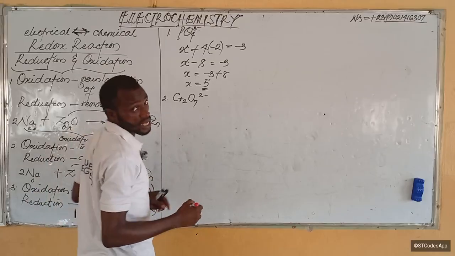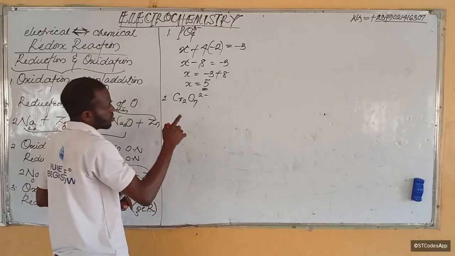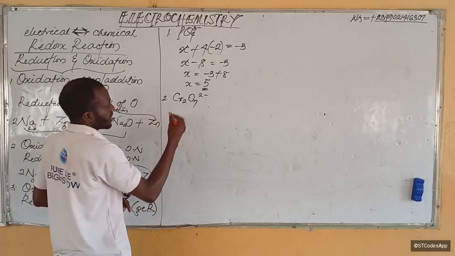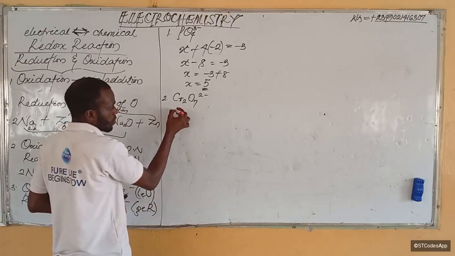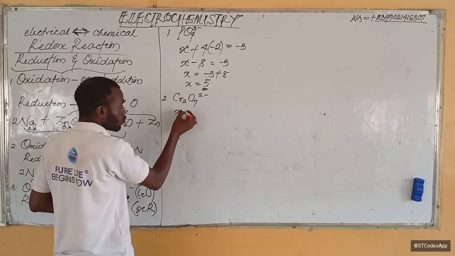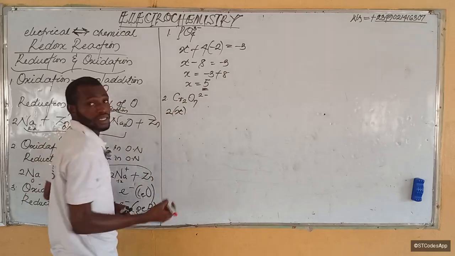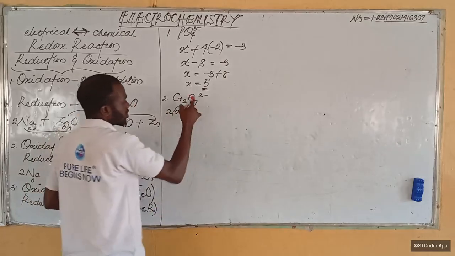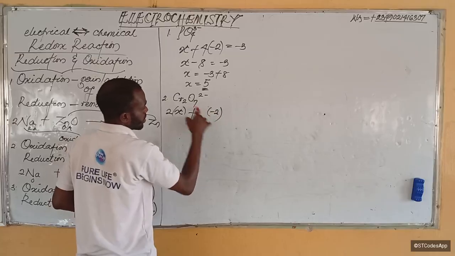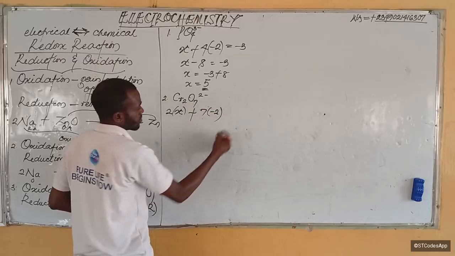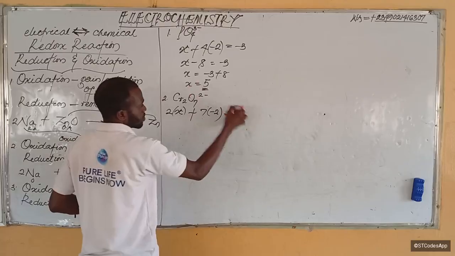Of chromium in this ion. For example, chromium here is 2. There are 2 chromiums, and we're looking for the oxidation number. So we'll use x, but because 2 of them are given, it will be 2 into bracket x, plus oxygen always contributes -2, like I said, but there are 7 oxygen, so times 7 is equal to the total charge here, which is -2.